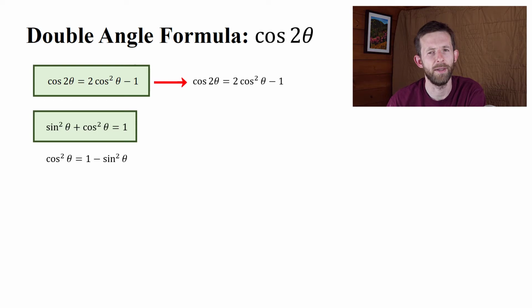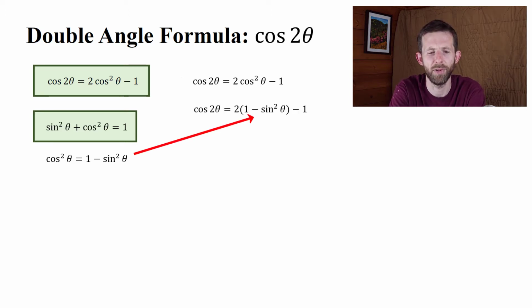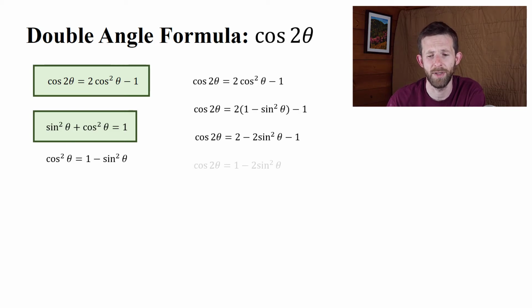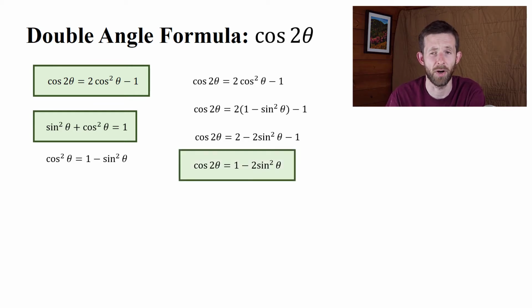Now, let's take the cosine of 2 theta formula that we just used. So that's 2 cosine squared of theta minus 1, and plug in what we got for cosine squared of theta from the other formula. So we know that's 1 minus sine squared of theta. And we've got that negative 1. We distribute. We have 2 minus 2 sine squared of theta minus 1. Combine the 2 and the negative 1, giving us 1. So cosine of 2 theta is also 1 minus 2 sine squared of theta. That's our other formula.